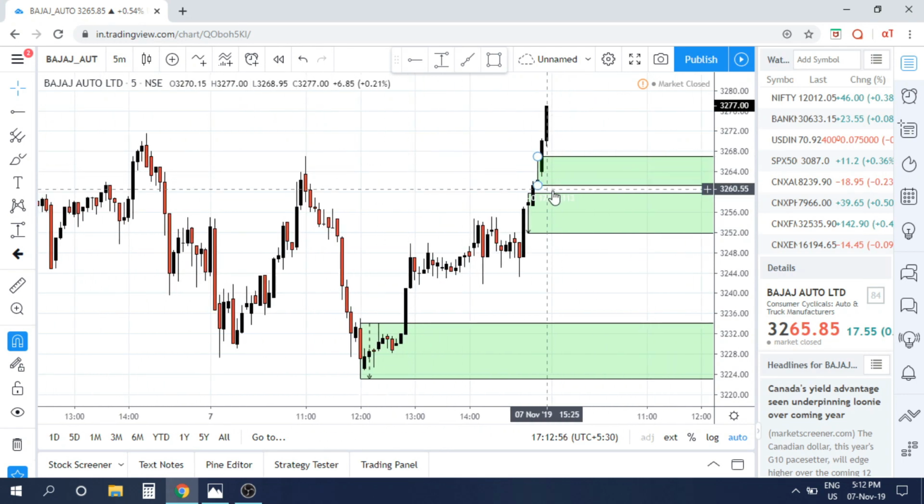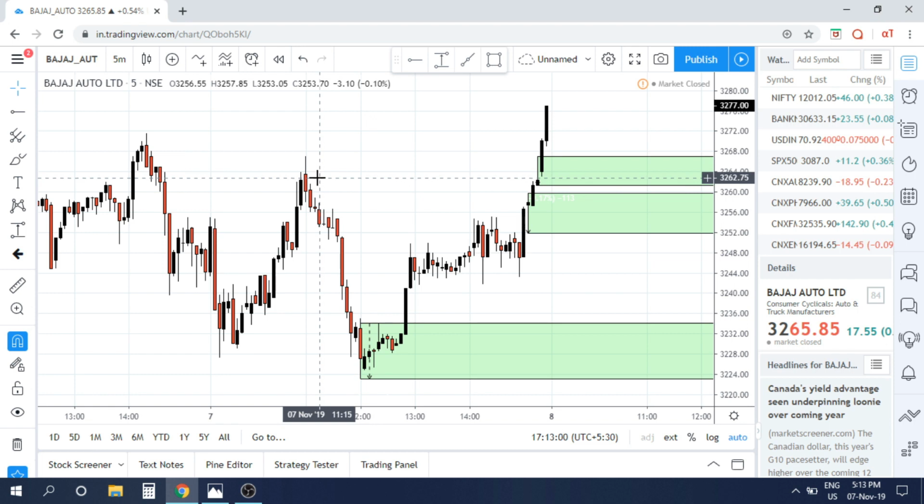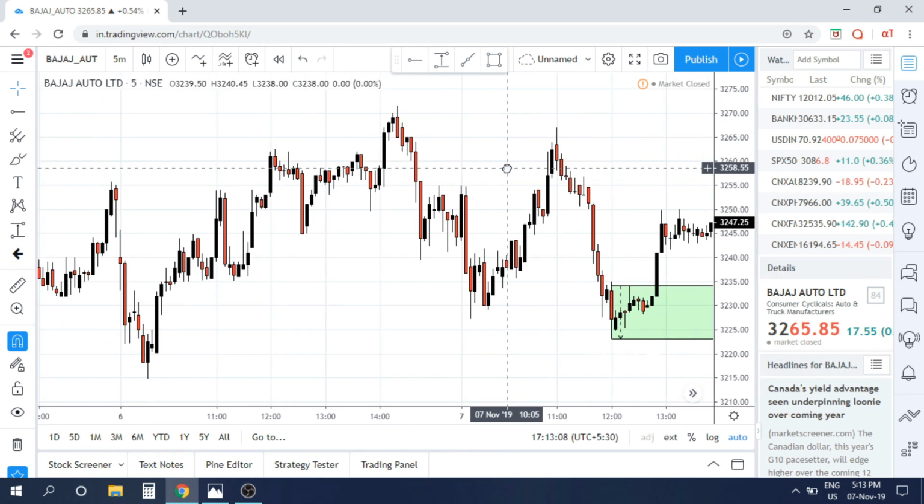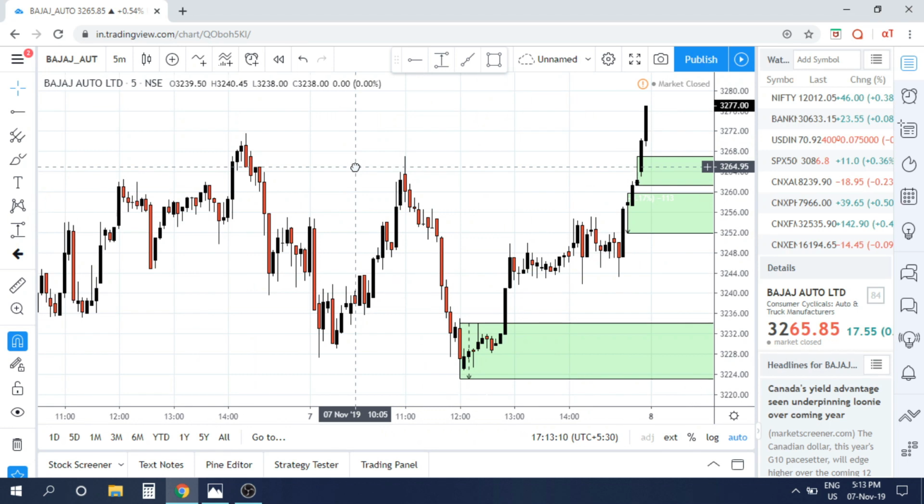Please do not go ahead and buy in these two zones. I'm not commenting upon the tradability. I'm just marking the supply zones and applying the lessons that we have learned in the past few videos. Okay, so this is an example in Bajaj Auto.